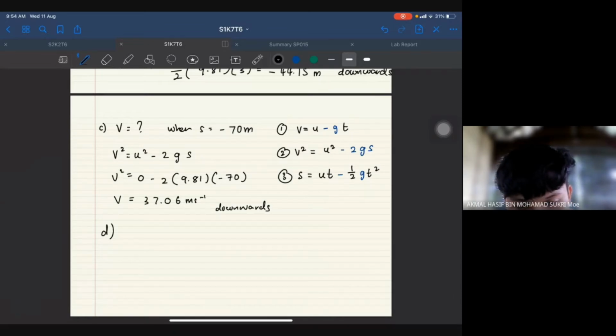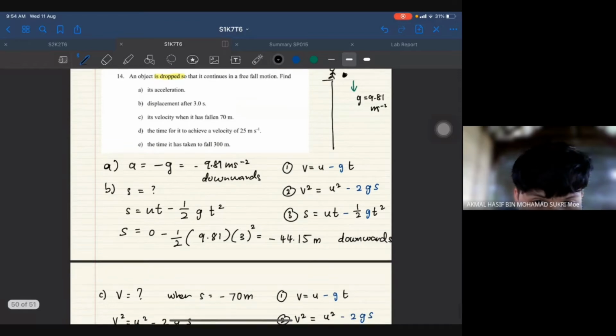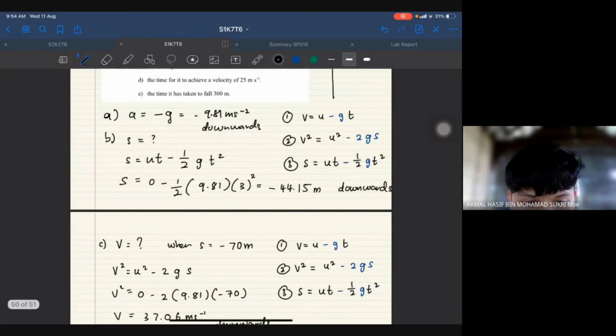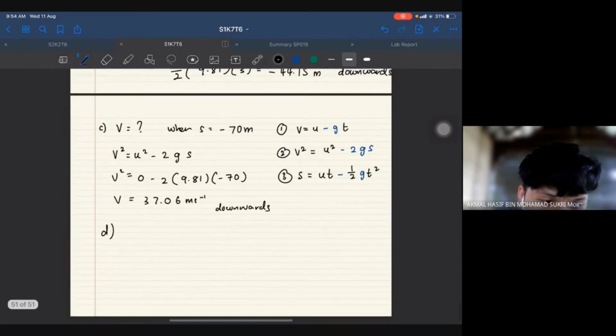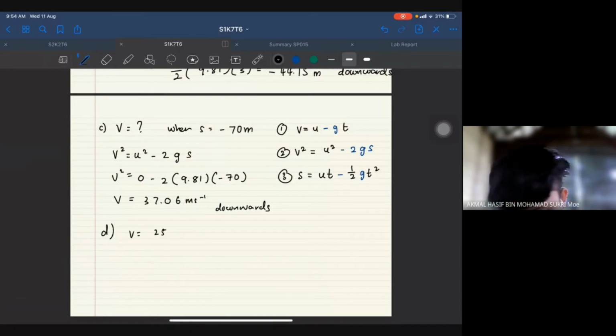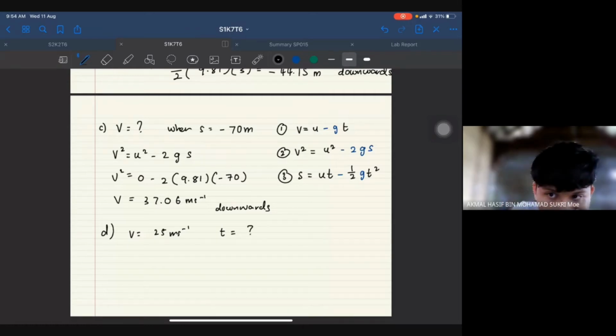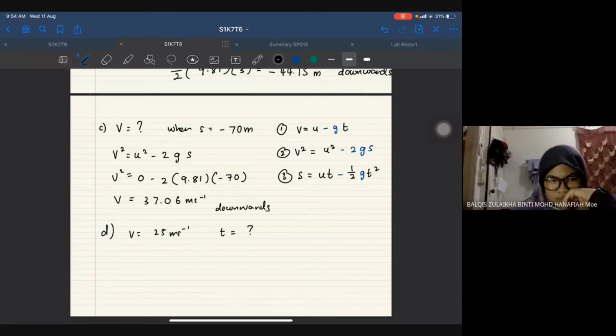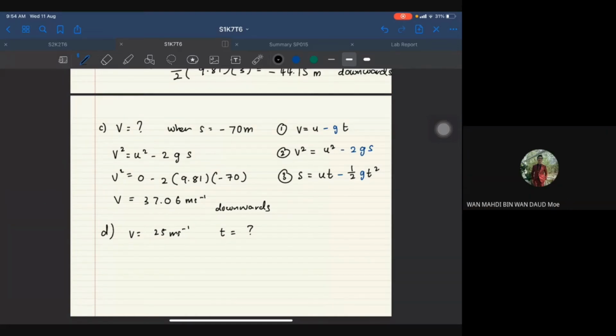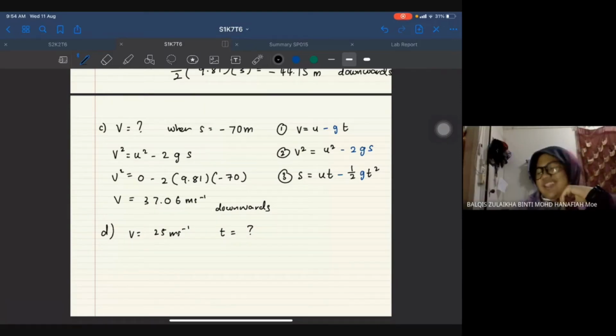Okay, yang C tadi tu dia kata the time for it to achieve a velocity of 25. Okay, so dia kata V sekarang adalah 25 meter per second and they want to find T. So betul tak saya punya information ni? Betul, sir. Betul? Yang lain? Negative 25. Bawah. So di bawah.